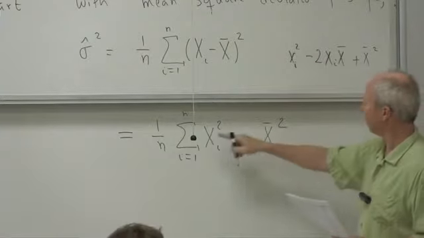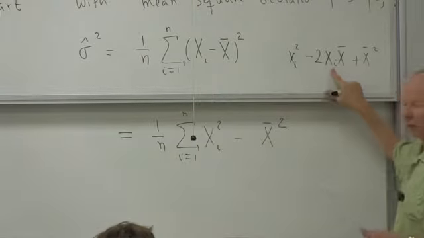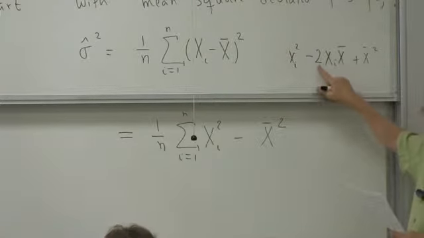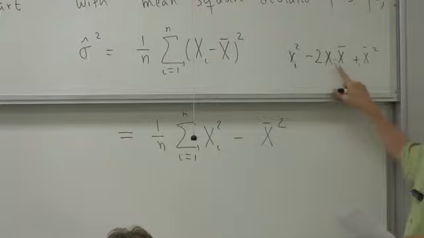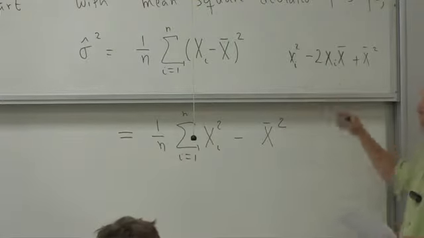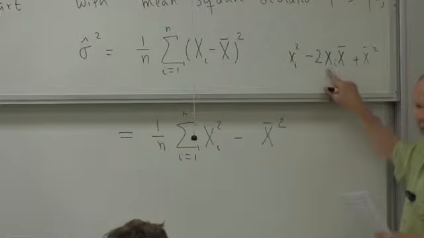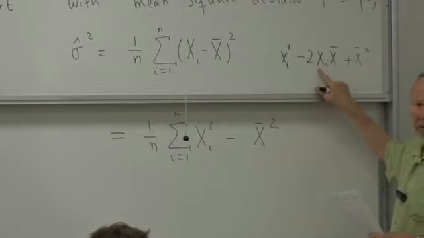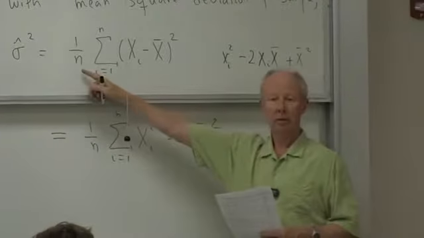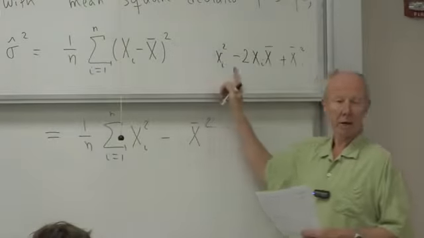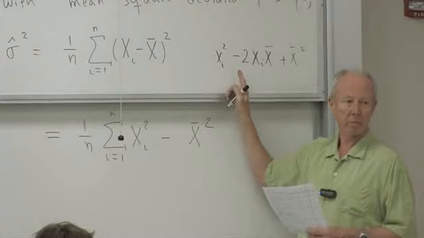Okay, when we sum that, we get this. What happens when we sum this? The 2 occurs in every term. The x bar occurs in every term, so we can factor that out. Okay. And then we sum on the xi's. We sum on the xi's and then do what? Divide by little n. If you sum on the xi's and divide by little n, what do you get?